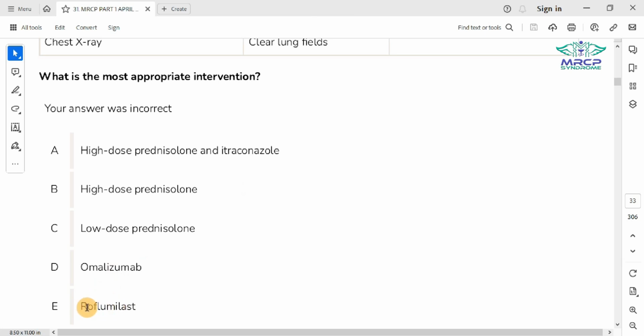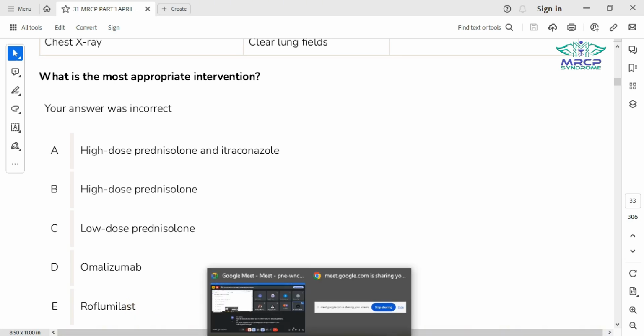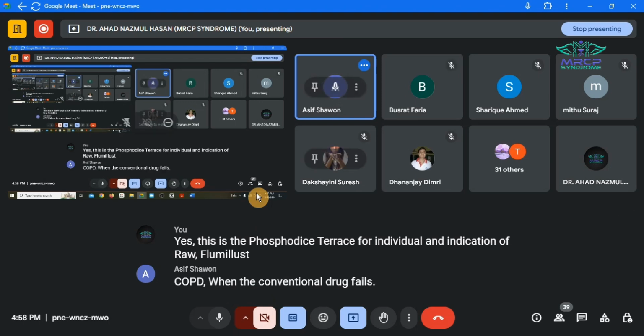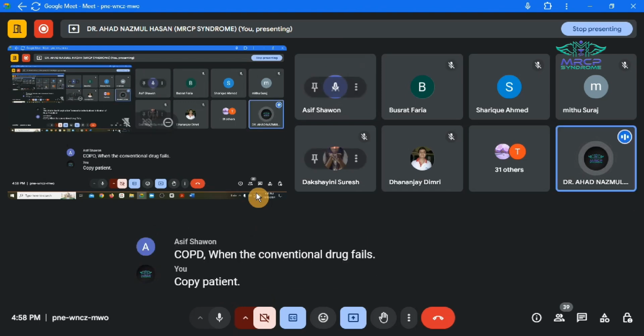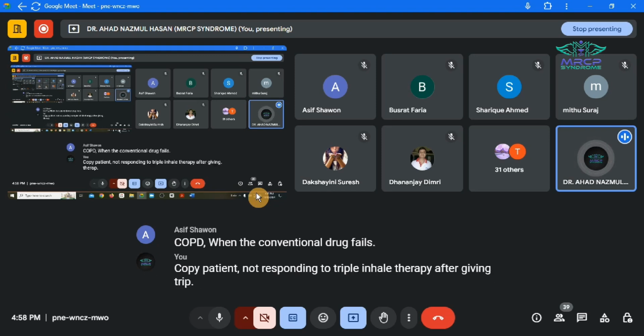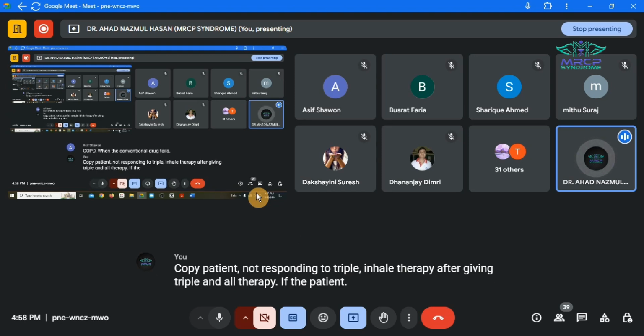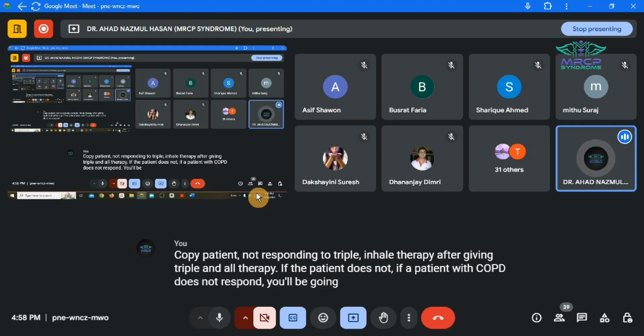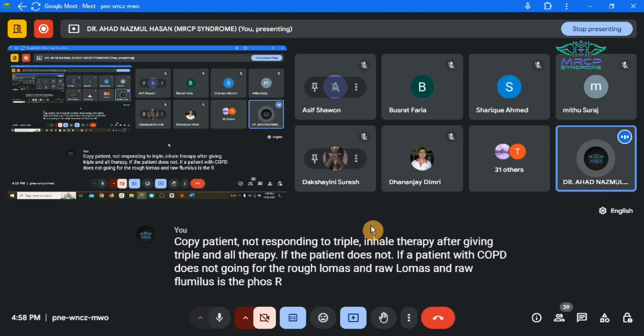And roflumilast, what is the mode of action of roflumilast? Phosphodiesterase 4 inhibitor. And indication of roflumilast? COPD when the conventional drug fails. COPD patient not responding to triple inhaler therapy. After giving triple inhaler therapy, if a patient with COPD does not respond, you'll be going for the roflumilast, and roflumilast is the phosphodiesterase 4 inhibitor.